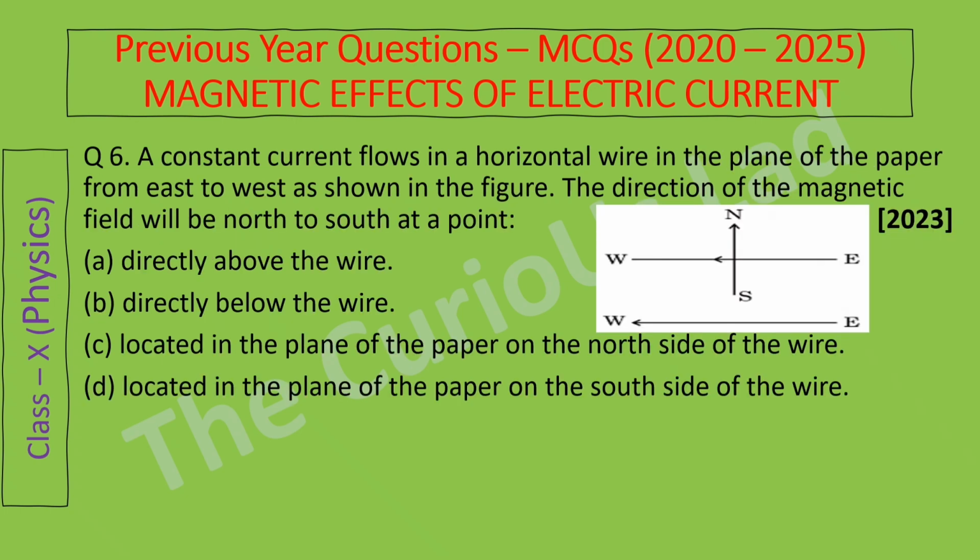Next, sixth question. A constant current flows in a horizontal wire in the plane of the paper from east to west as shown in the figure. The direction of the magnetic field will be north to south at a point. Option A, directly above the wire. Option B, directly below the wire. Option C, located in the plane of the paper on the north side of the wire. Or option D, located in the plane of the paper on the south side of the wire. And the correct answer is option B, directly below the wire.